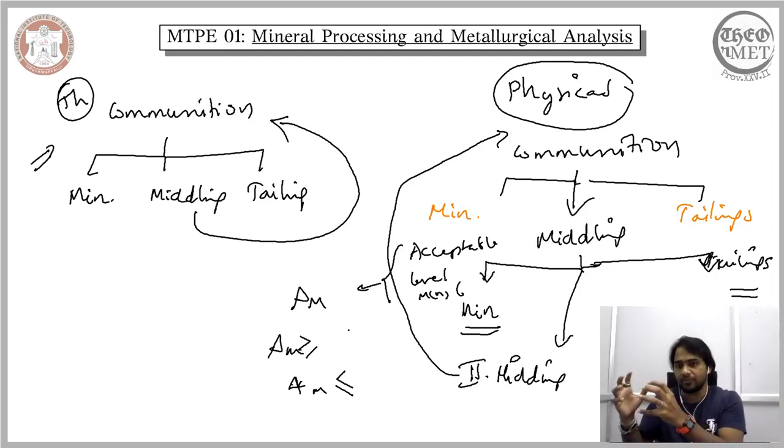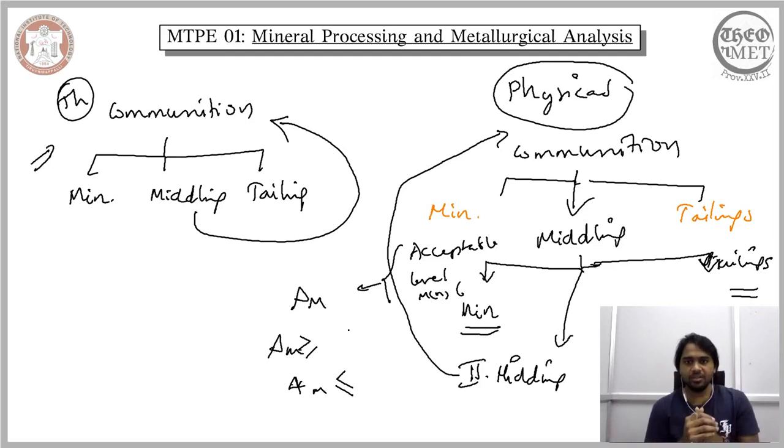So when you have a middling wherein the predominant mineral is gangue, then the amount of the mineral that is of desire to us is less than or equal to a certain value, then we can treat it as tailing. So this is something that you can think about and understand. You can think about it for some time and understand how, just by considering an acceptable level of minerals alone, we can distinguish minerals and tailings.